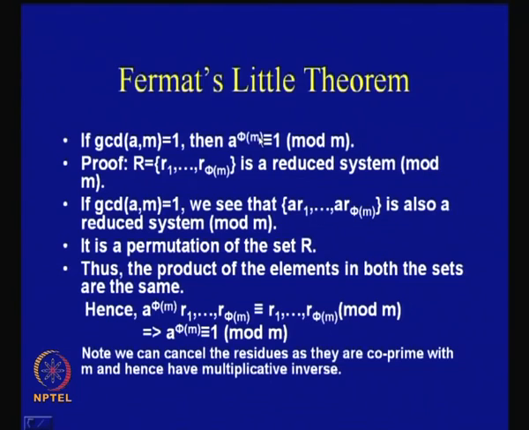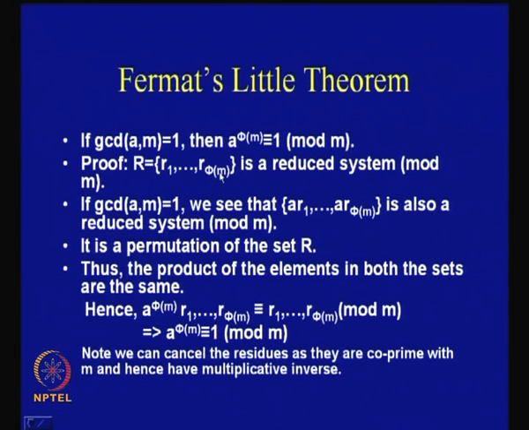It says that in Fermat's little theorem, this m is a prime number, and we know that if p is prime, then phi of p will be equal to p minus 1, and therefore a to the power of p minus 1 will be congruent to 1 modulo p. So that is Fermat's little theorem.